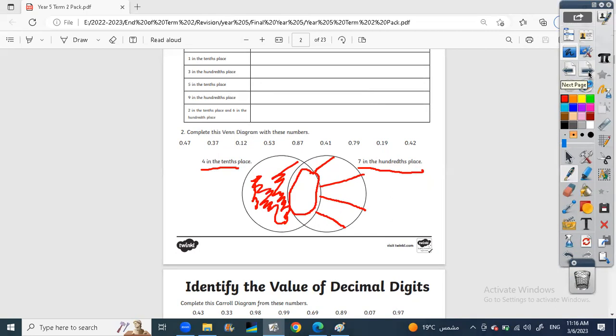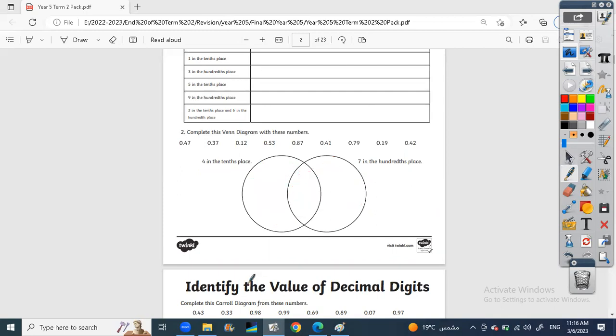You have the answer key on Google Classroom. You can do this on your own first, then you get back to the answer key to check your answers. All right.